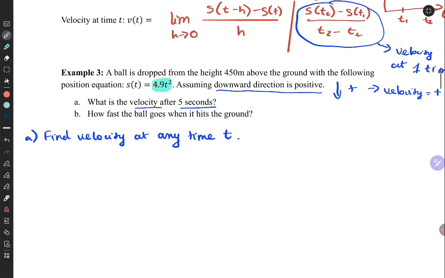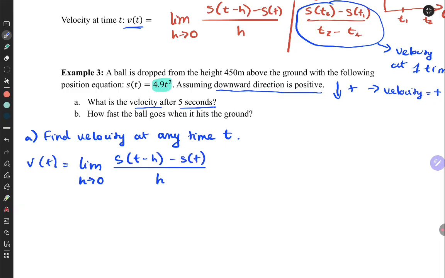Remember, velocity is similar to the tangent line. Velocity or the slope of the tangent line, they share the same formula. It's just the limit of the difference quotient. So the velocity right here at any time t is just the limit as h approaches 0 of the difference quotient. Use this. How about you try this, practice this.